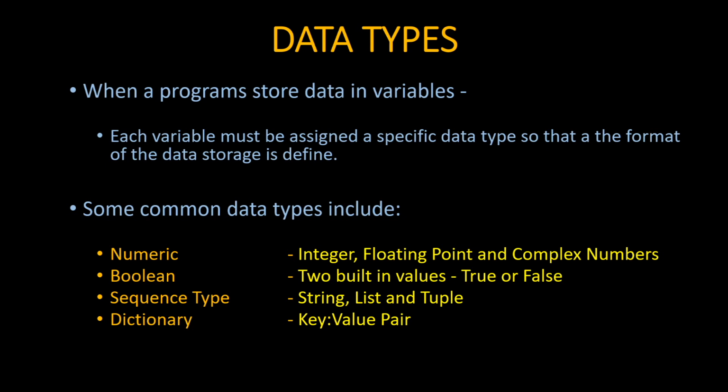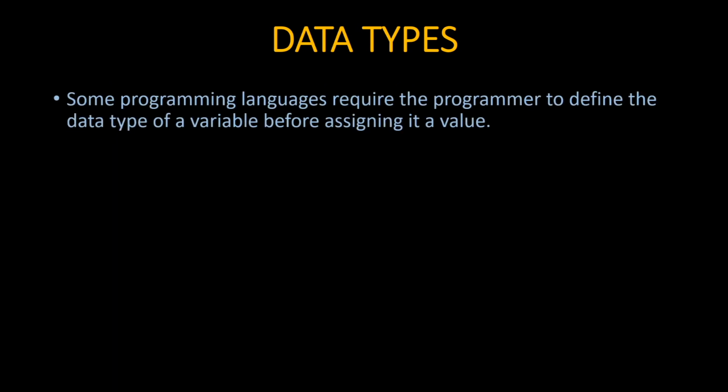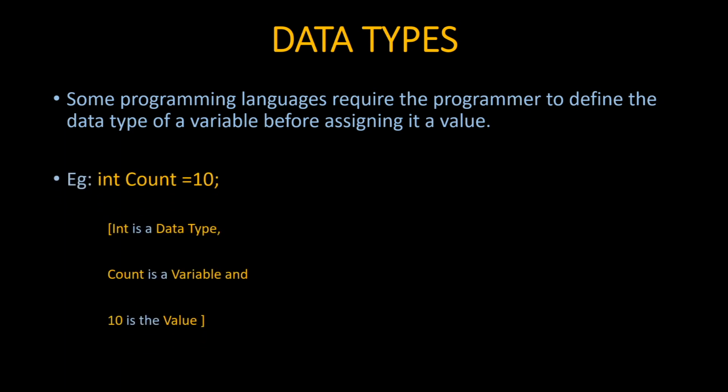Okay, so some programming languages require the programmer to define the data type of variable before assigning it a value. So let's take an example. Let's say count is 10. So 10 is an integer, right? So first we have to define the data type of variable before assigning it a value, like it's an integer in this case. So int is a data type, count is a variable, and 10 is the value.